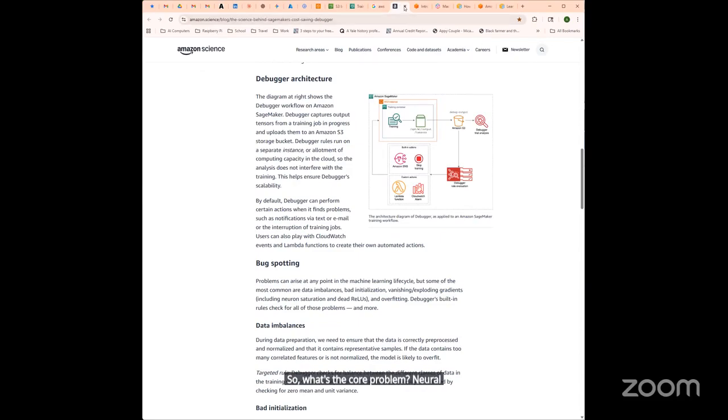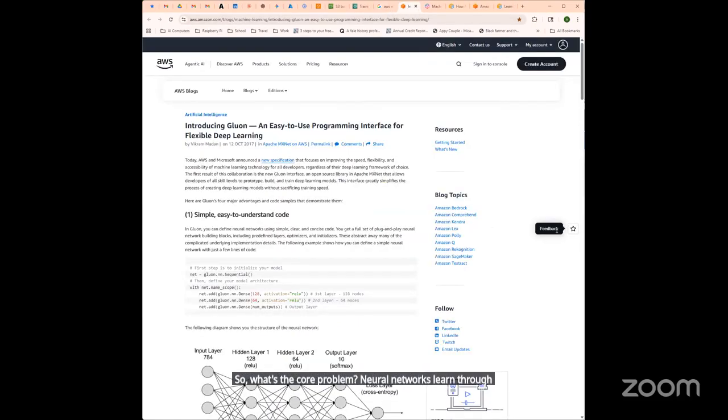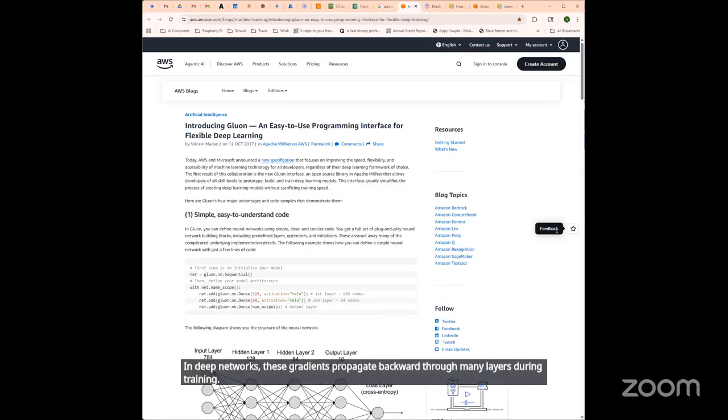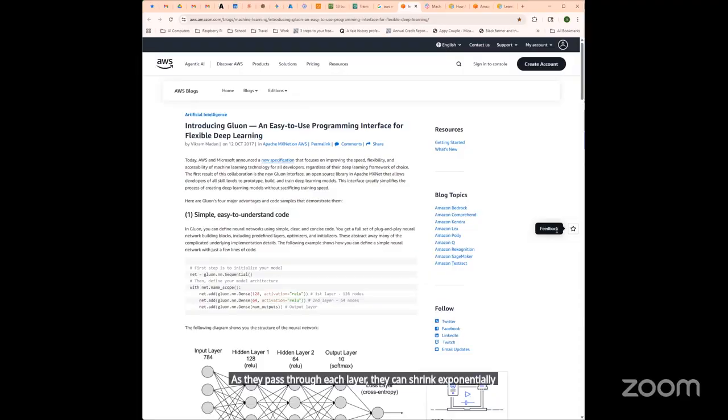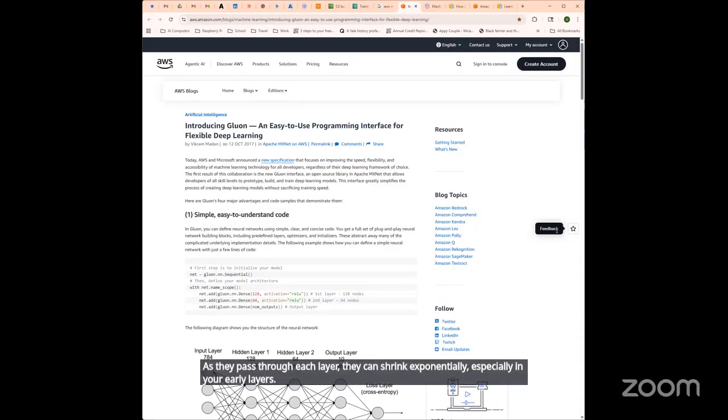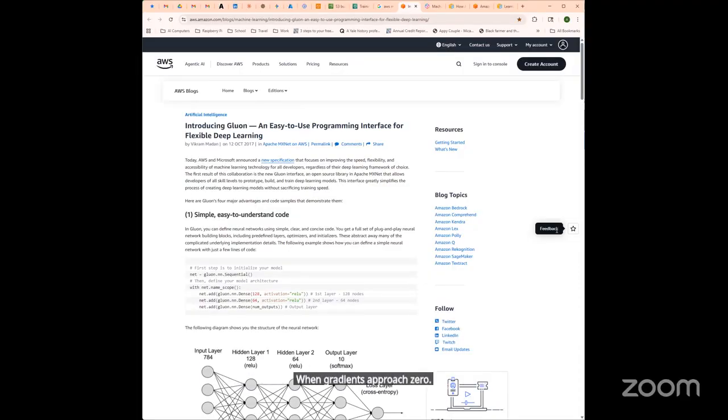Neural networks learn through gradient descent, updating weights based on the derivative of the loss function, the gradient. In deep networks, these gradients propagate backward through many layers during training. As they pass through each layer, they can shrink exponentially, especially in early layers. When gradients approach zero, weights stop updating effectively, stalling learning in those layers.